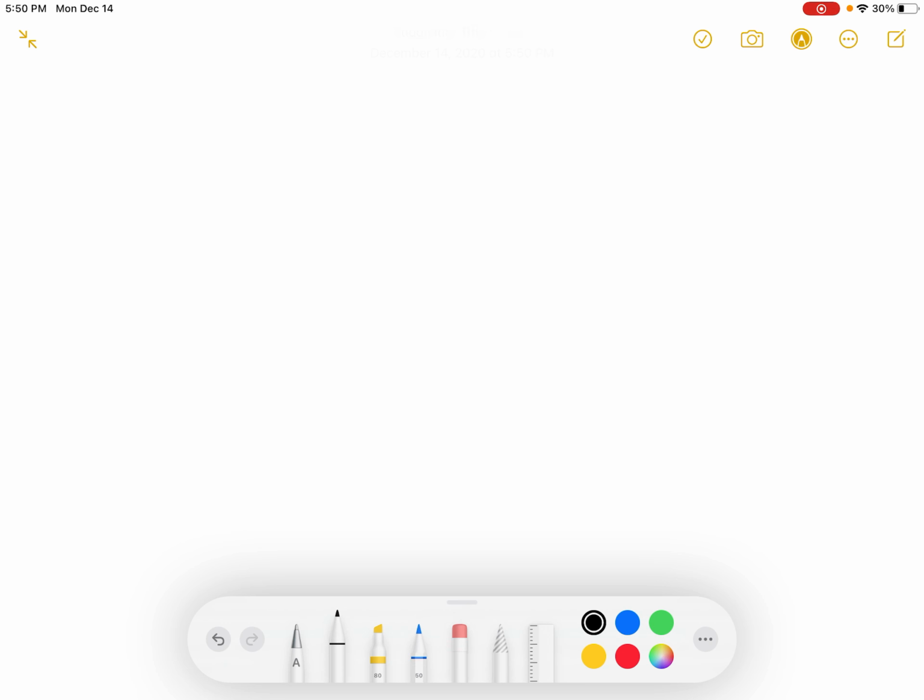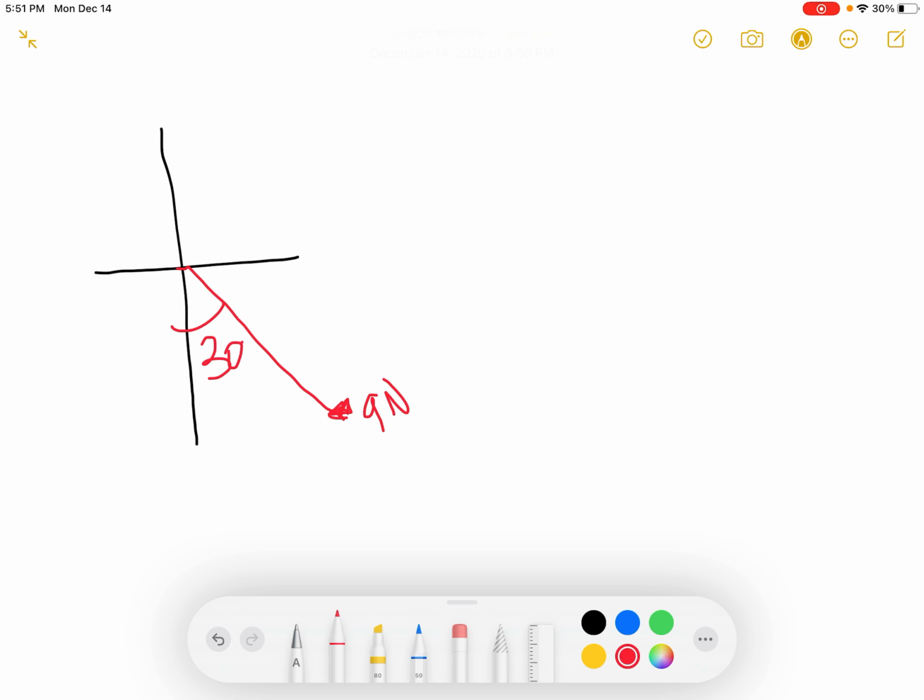First question that we have is we're trying to find the magnitude, direction, and sense of a vector. Let's draw it. It's not going to be the best drawing, but you get the idea. So here's the vector in red, and it has 9 newtons, and this angle is 30 degrees.